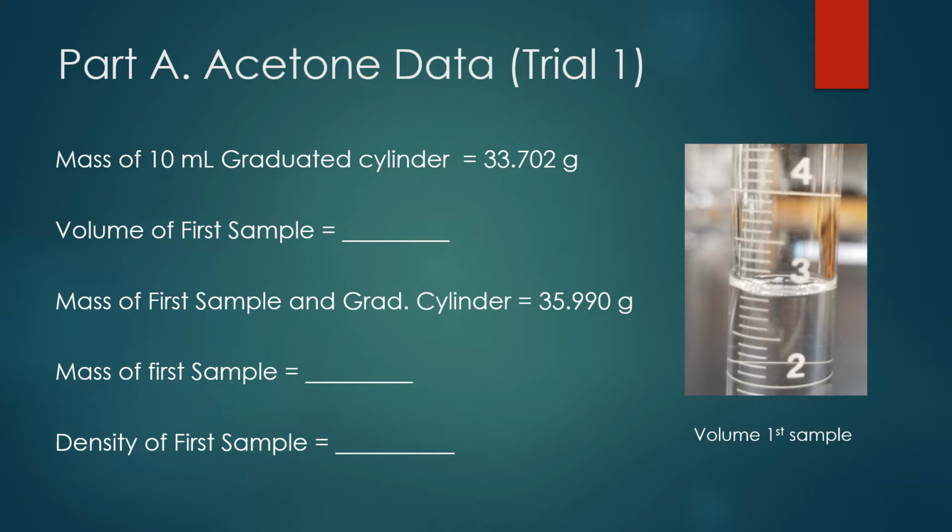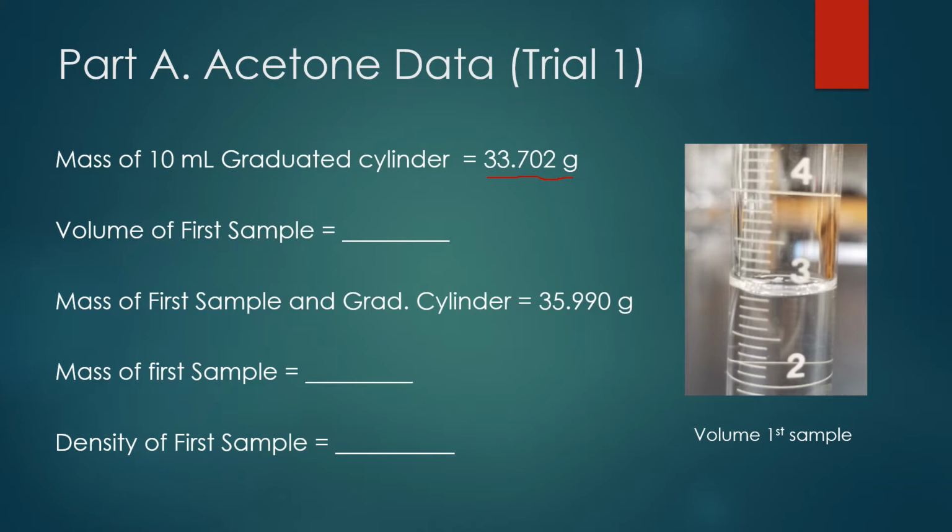So initially, we get a 10 milliliter graduated cylinder, like the one shown in the picture, and we take the mass of it when it is clean, dry, and empty. So your first mass is 33.702 grams. Now this is the mass given when I put the 10 milliliter graduated cylinder on the scale and I recorded all the digits.